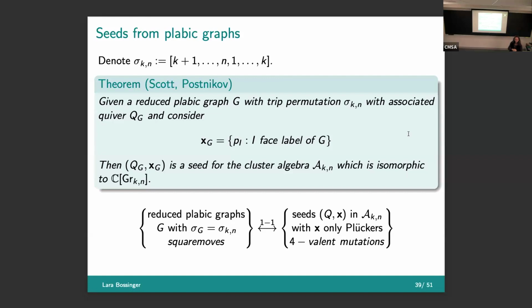I see, and then mutating means you want to parameterize it differently. Yeah, exactly, I change the parameterization. Getting back to the positroid cells, we always stay in the same maximal positroid cell. We don't change the cell, but we do change the parameterization.